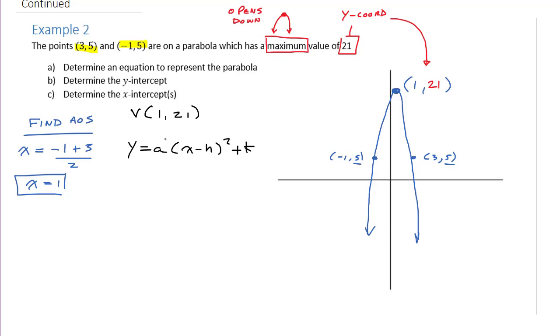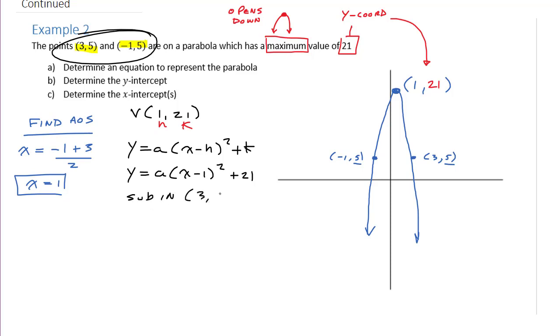Now, if they had given me the roots, I would just have subbed into factored form. H and k, so there they are. So let's sub in. We have y = a(x - 1)^2 + 21. Now, just like the previous problem, the only thing we're missing is a. So choose a point, sub it in, and solve for a. So we can use one of those 2 points we're given. We haven't used those yet in this formula. So let's sub in one. I'm going to sub in, doesn't really matter, 3, 5, for x and y. And let's solve for a.